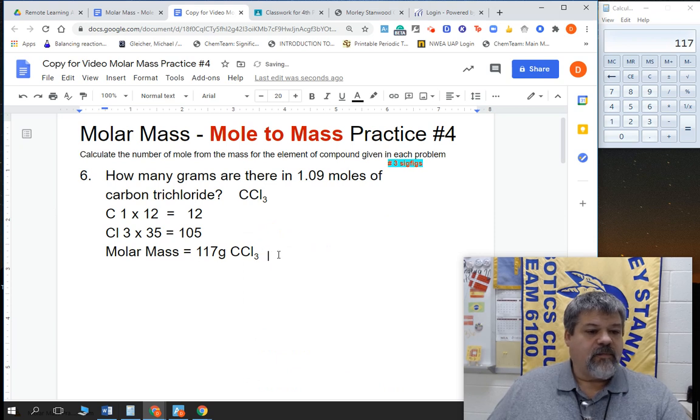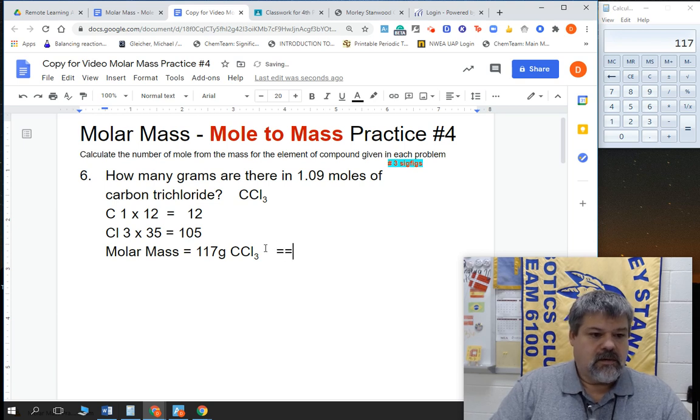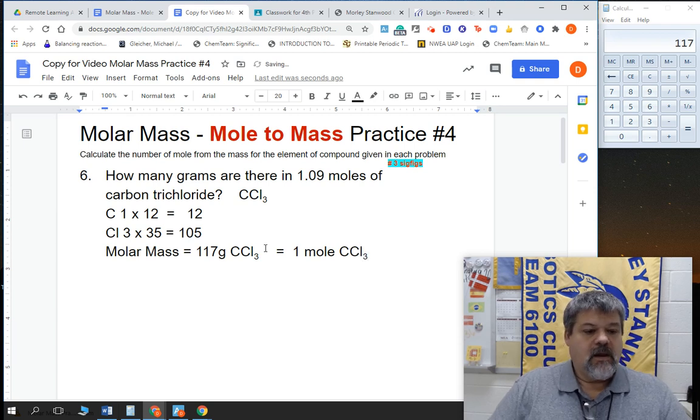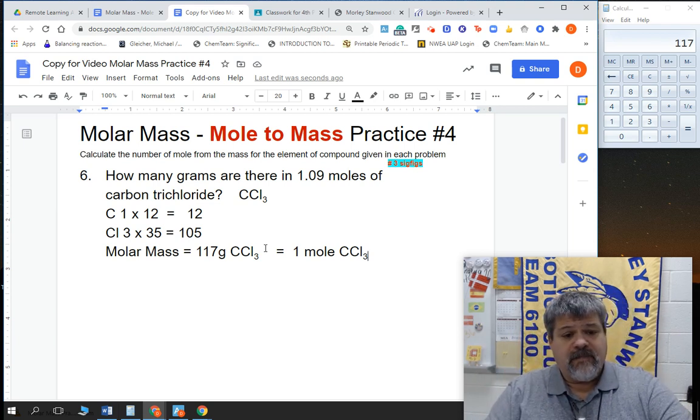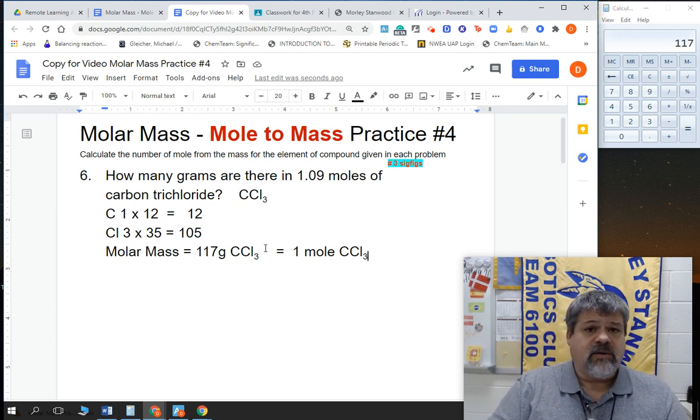Now again, what is this for? Because this right here is equal to 1 mole of CCl3. They're equal to each other. That means they're a conversion factor. So I can put either one on top or either one on bottom, and they equal each other. Since they equal each other, any number over top of itself is equal to 1. So when I do my dimensional analysis on this, I am really only multiplying by 1.